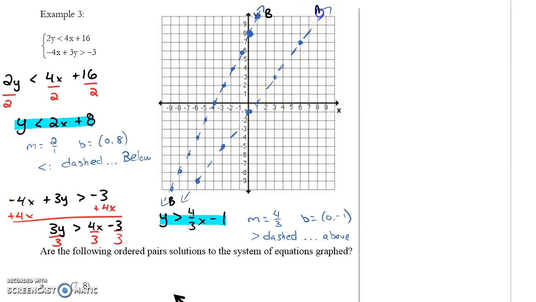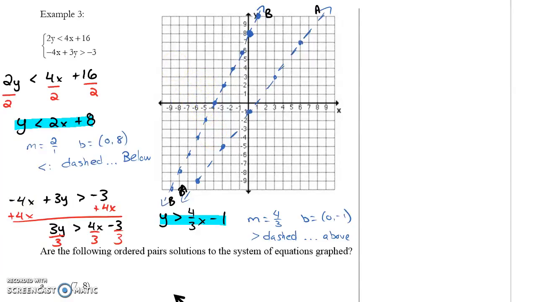So maybe you got to this point where you see that's an above, where you see that you have a slope of 4/3, 0, negative 1, start, up 4, right 3, and it's a dashed line, shade above. This one had 0, 8 as your starting point, up 2, right 1, or down 2, left 1. It's dashed and below. We don't have 4 sections now, we have 3. That's okay. Is there an overlap?